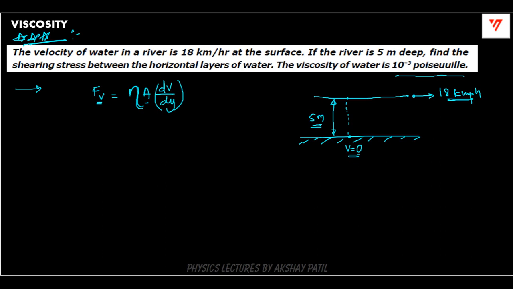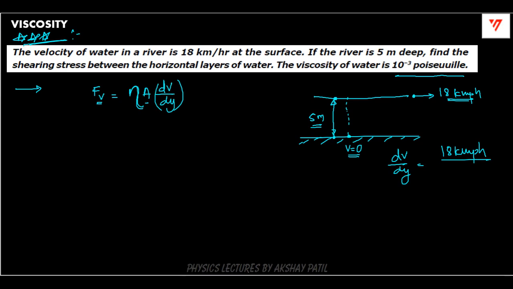So 5 meters deep, and in 5 meters the velocity has increased from 0 to 18, or inversely we can say it has decreased from 18 to 0. Why? Because of the viscosity. From this given condition only we can write the velocity gradient like this. The change in velocity is 18 kmph, and the change in distance means the distance between the bottommost and the uppermost points. In this distance, the velocity has increased or decreased like this.